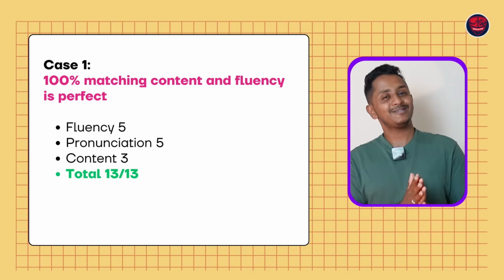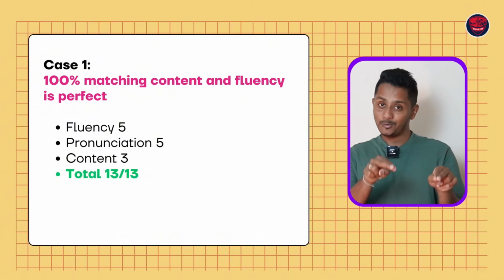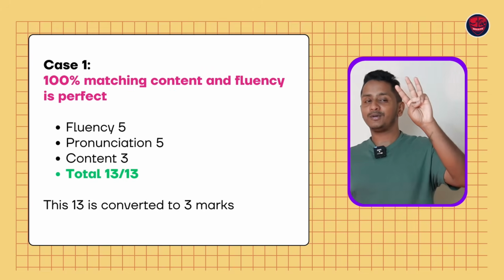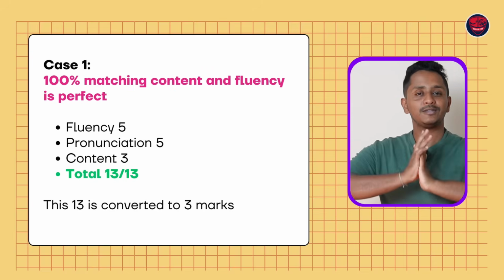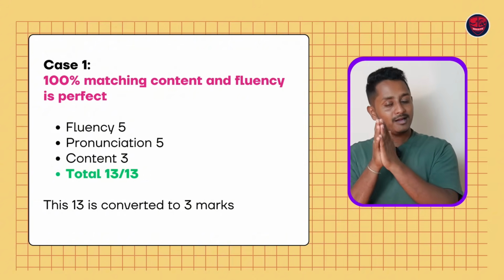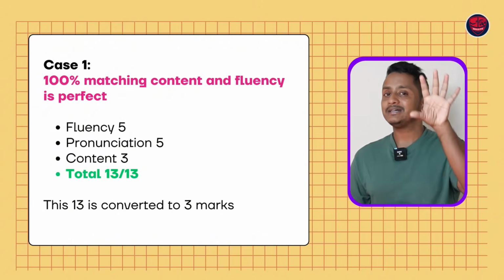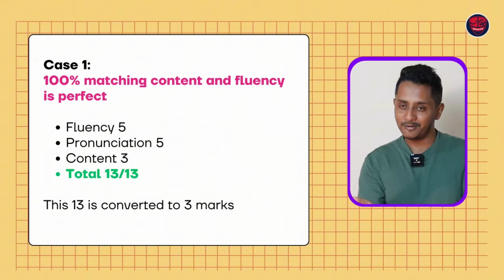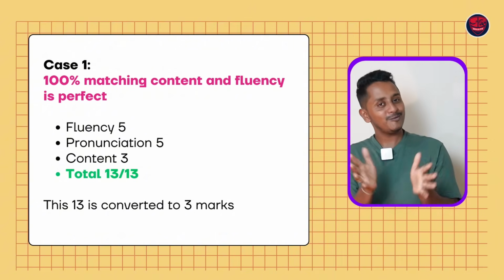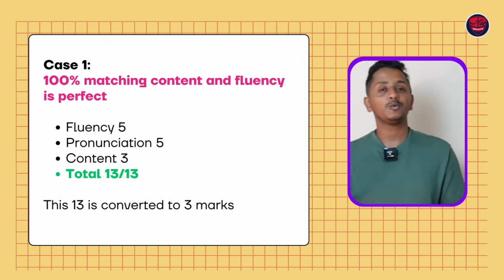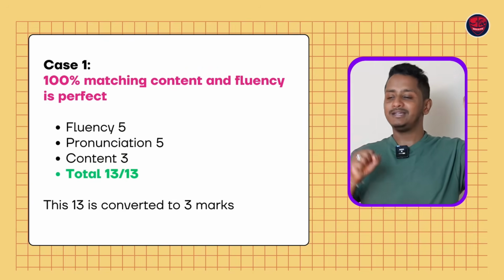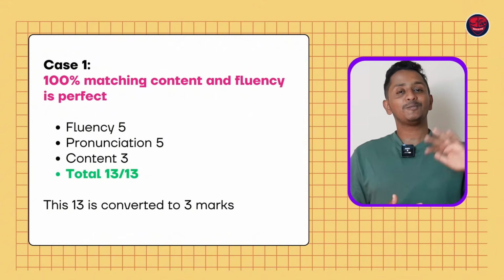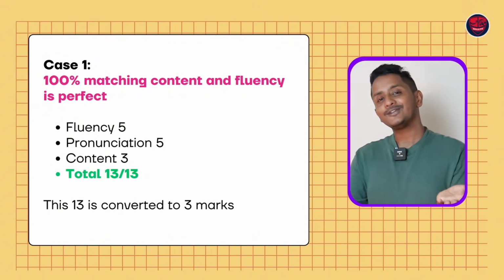But one repeat sentence is not 13 marks. Ideally it should be, but it is converted to 3 marks because one repeat sentence contributes a total of 3 marks. 10 repeat sentences would be 30 marks to speaking and 30 marks to listening. Now this 13 out of 13 that you have received if you speak everything perfectly without compromising on the fluency would actually be converted to 3 out of 3. If 13 is 3, what would be 12, what would be 11, what would be 10, what would be 6, what would be 3? In that way the conversion will happen.